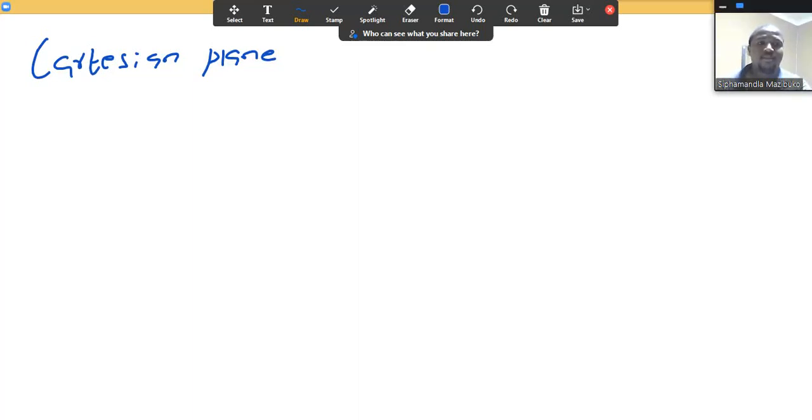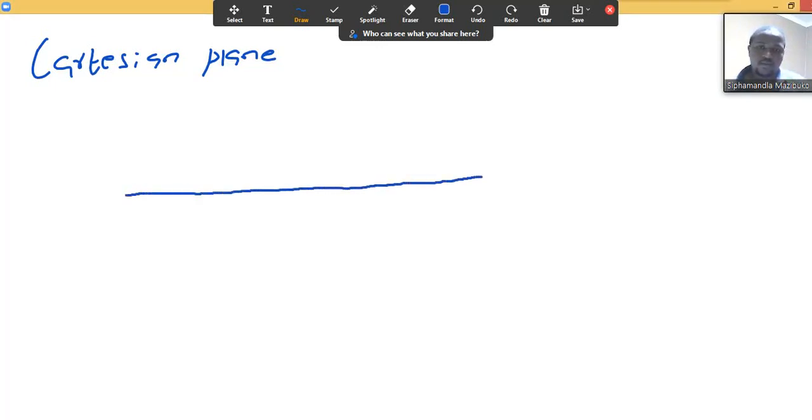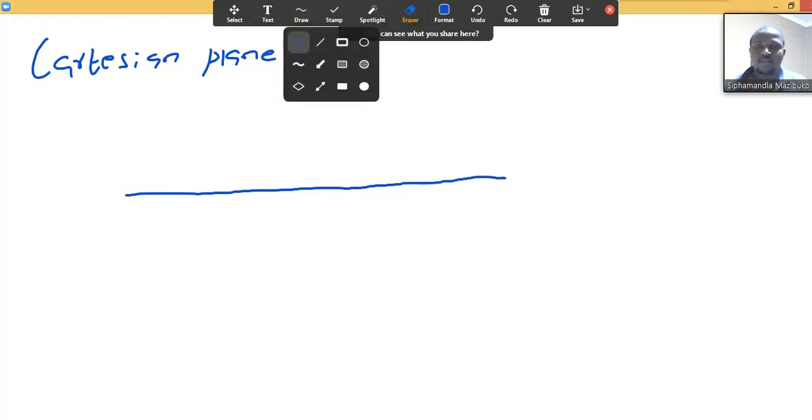Hi guys, now we're looking at the Cartesian plane. That is our topic for today. Let's start by sketching it. So this is our Cartesian plane, and we will just go through it thoroughly. Then we have our line like that.